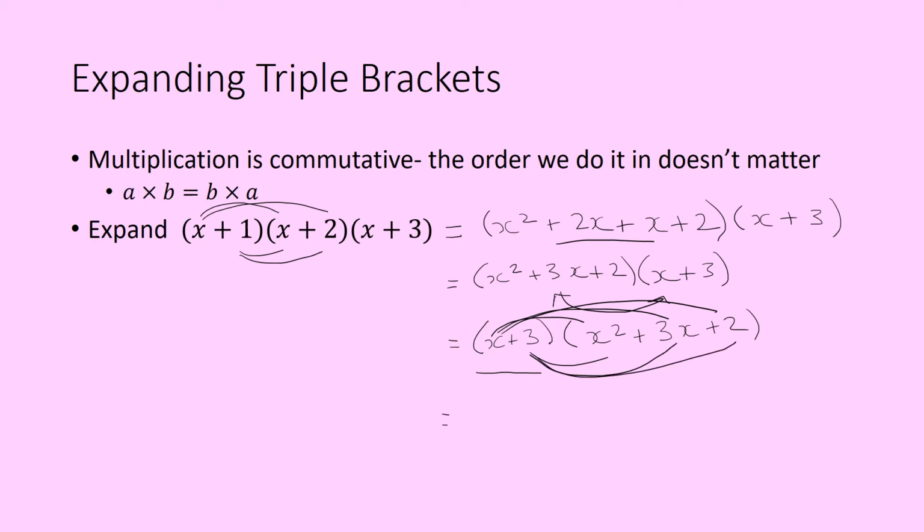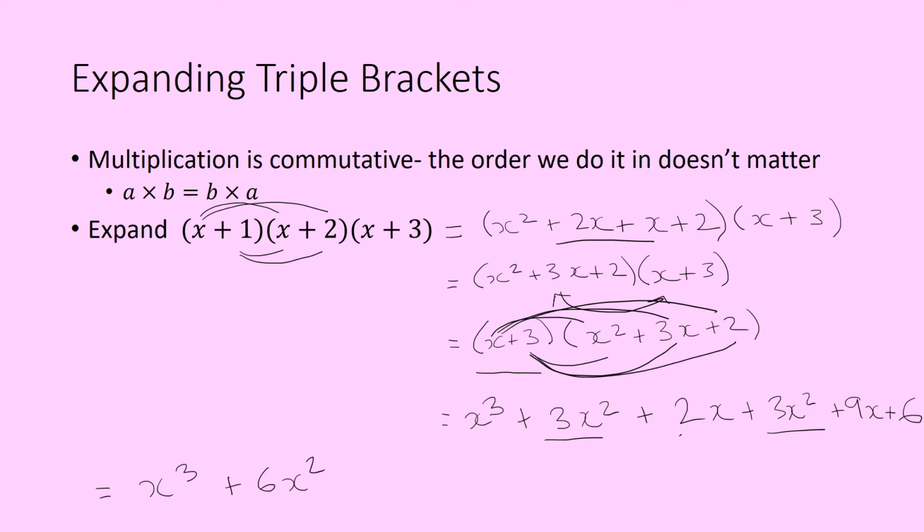So we would end up with, writing this out every step of the way, x cubed plus 3x squared plus 2x plus 3x squared plus 9x plus 6. Then we can collect like terms. We've got an x squared here and an x squared there. So our final answer would be x cubed plus 6x squared. Then we've got an x term here and an x term there, plus 11x plus 6.